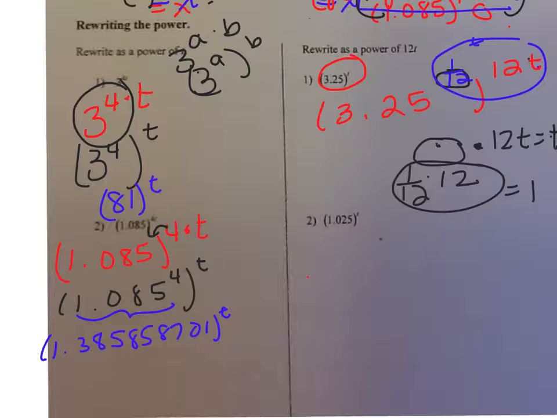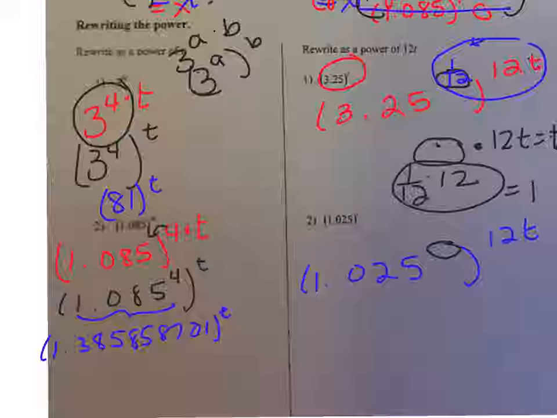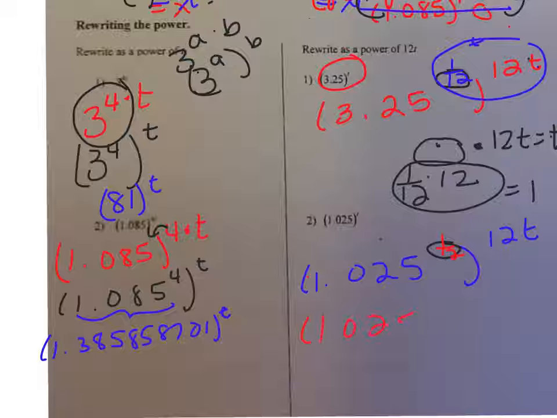All right, let's take a look at number 2. Same thing. I want to take 1.025 and raise it to the 12t power. What do I need on the inside so that when I multiply it times 12t, I get just t? That would be 1/12. So my answer is 1.025 to the 1/12 power to the 12t power.